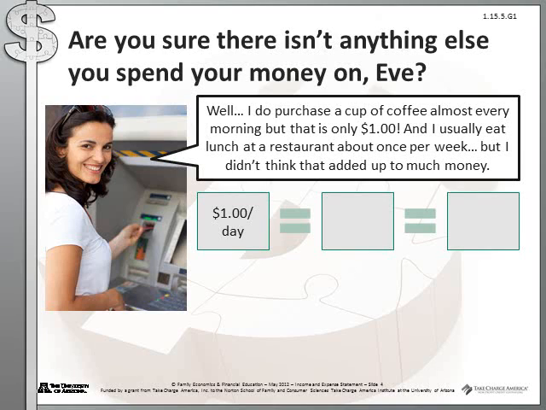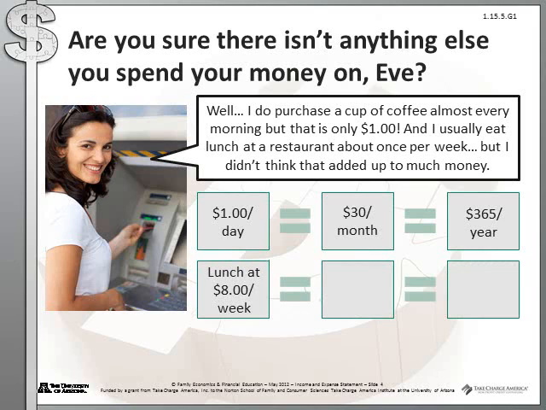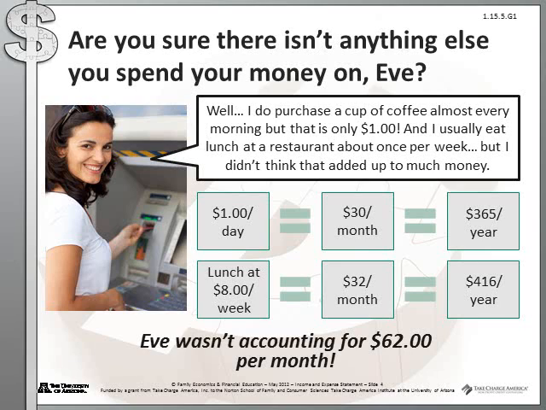One cup of coffee is $1 a day, that's $30 a month, and $365 a year. Now let's talk about lunch. Lunch costs about $8 a week. That's $32 a month and $416 a year. Eve wasn't including these little expenses in her spending estimates.